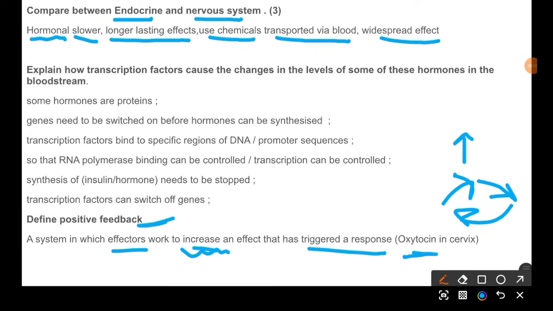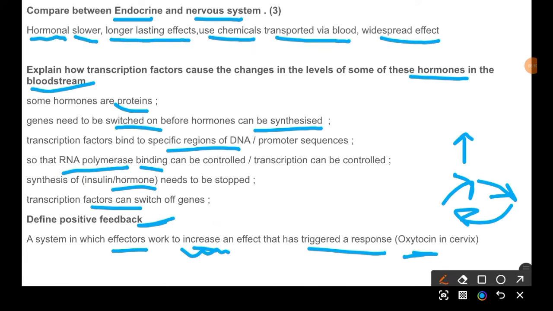Here, this is an epigenetics question from Unit 2. Explain how transcription factors cause the changes in the levels of some hormones in the bloodstream. So, some hormones are proteins, and genes need to be switched on before the hormones can be synthesized. And transcription factors bind to specific parts of the DNA so that RNA polymerase can bind, and then the certain hormone can be synthesized or can be stopped. And transcription factors can also switch off genes.